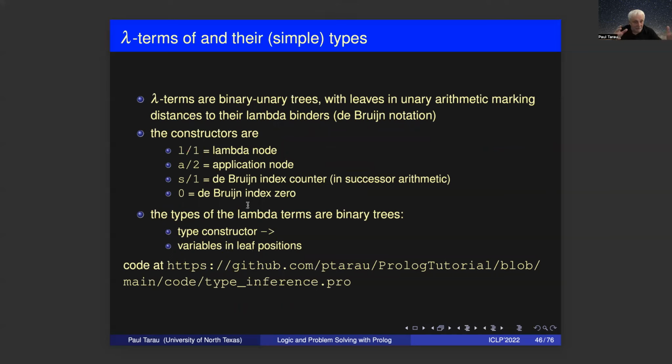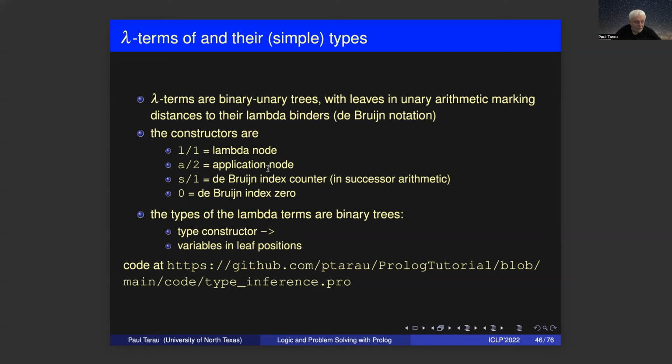Lambda terms are binary unary trees. All Prolog terms actually are trees, right? And the leaves, in unary arithmetic, mark distances to their lambda binders. So here the L marks a lambda node, A marks an application node with 2 branches, and then an S node is a De Bruijn index in successor arithmetic again. So we don't use numbers in a conventional way here. We just use compound terms to express all these. And 0 is, of course, the leaf that terminates all those trees.